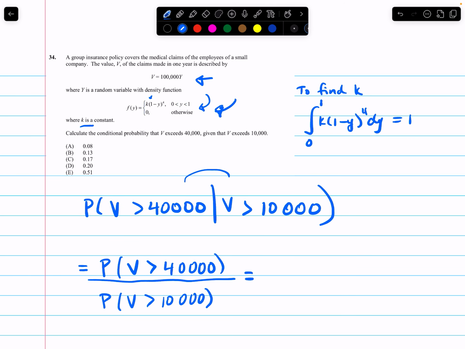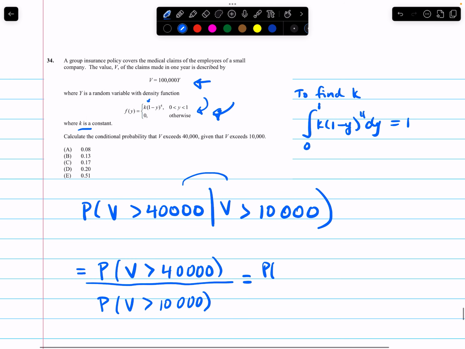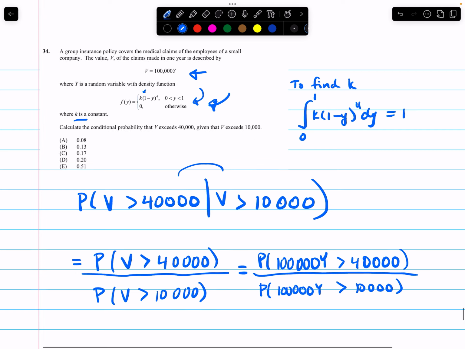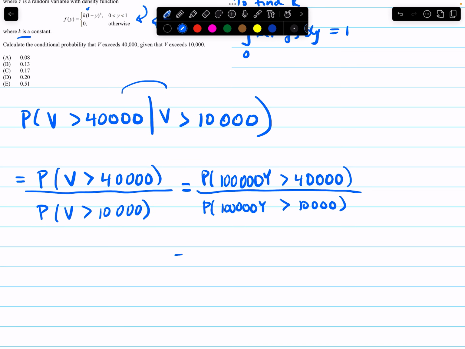So here we have the probability that, so V is actually 100,000 Y is greater than 40,000, all over the probability that 100,000 Y is greater than 10,000. Now we can solve for Y on both sides by dividing by 100,000. So this is really the probability Y is greater than 40,000 divided by 100,000, which is 0.4, all over the probability Y is greater than 10,000 divided by 100,000, which is 0.1.